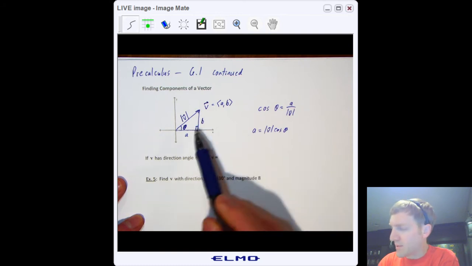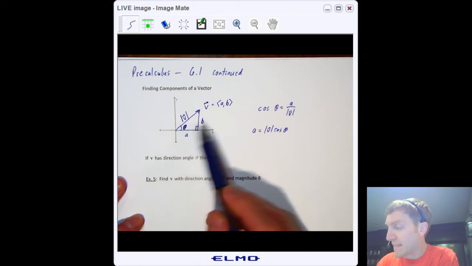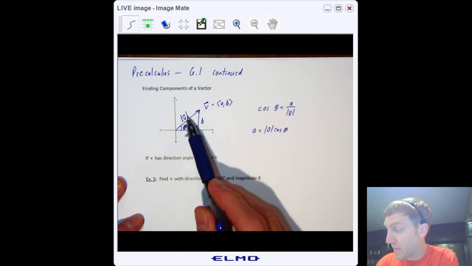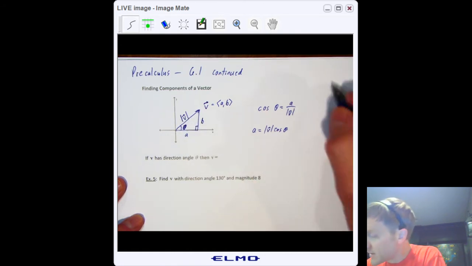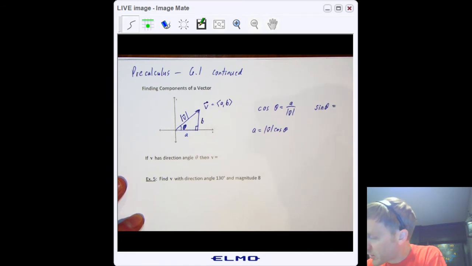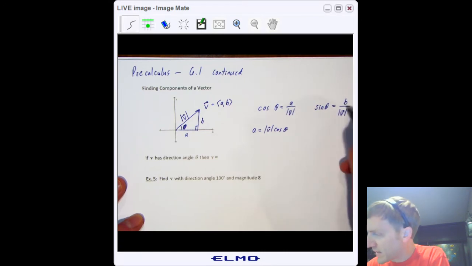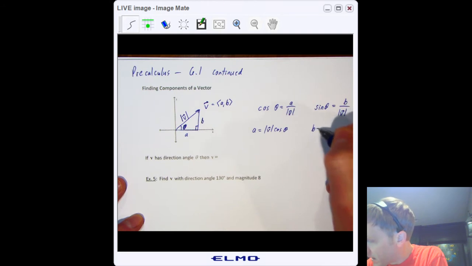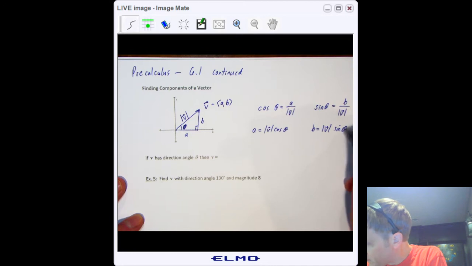All right, let's do the same thing to solve for B now. B is the opposite side. If I have the opposite side and the magnitude, which is the hypotenuse, opposite over hypotenuse uses the sine. So I'm going to set up another right triangle trig ratio and say sine of theta is opposite over the hypotenuse. Once again, solve for B by multiplying by the magnitude of v. So B is going to be the magnitude of v times the sine of theta.